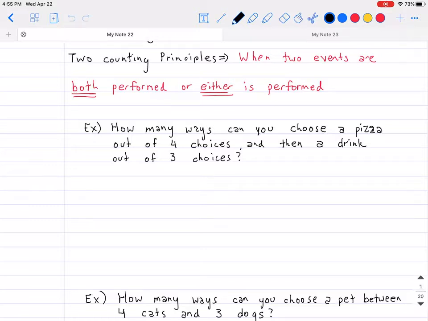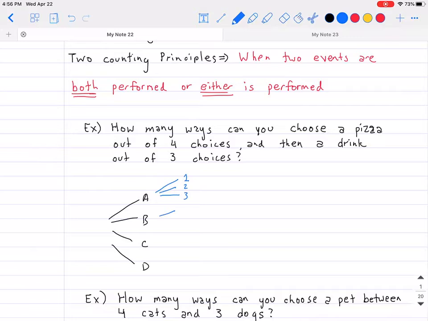Let's go to the first scenario, where I want to solve for how many ways can you choose a pizza out of 4 choices and then a drink out of 3 choices. If I were to draw a small diagram, let's say you choose the pizza first. You can have either pizza A, pizza B, pizza C, or pizza D. Then out of each of those choices, you have to choose a drink and you have 3 selections to choose from. So each one of those would then branch off into 3 parts.